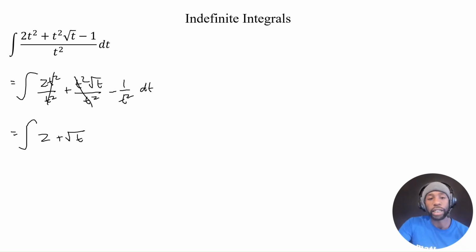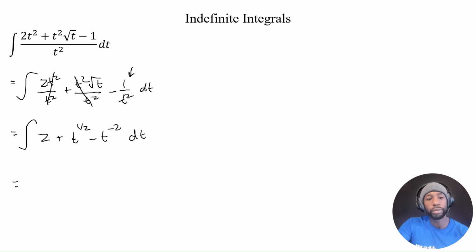Actually, I'm going to go ahead and rewrite some of these to make it a little easier. I'm going to rewrite square root of t as t to a power, so that's going to be t to the 1/2 power, and then minus t to the negative 2. If you look at that, that's t to the negative 2 dt. Now let's go ahead and integrate.